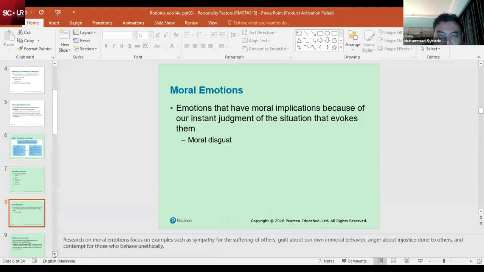So moral emotions are emotions that have moral implications because of our judgment of the situation that evokes them. If it is negative, it is a moral disgust. Just like, for example, what happened in the crisis in Palestine versus Israel.